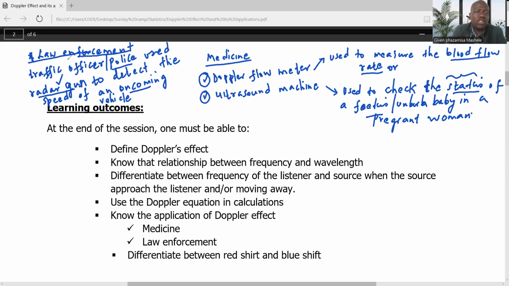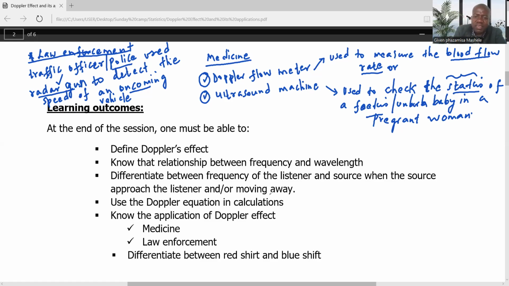I was talking about the law enforcement or the traffic police, and how they use this Doppler's effect process. They used what is called the radar gun to detect the speed of an oncoming vehicle. So you need to know in the exam that once they say mention one application of Doppler's effect in medicine, that means you either talk about the Doppler flow meter or the ultrasound machine. But if they did not specify whether in medicine or in law enforcement, you just mention any.